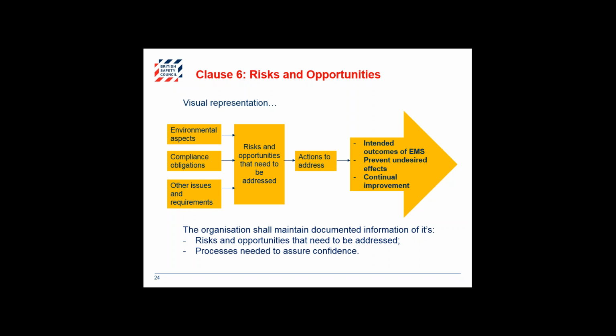In identifying these risks and opportunities, out of that process there's a requirement to develop actions to address those, and these need to be documented. You can see here at the bottom of the slide, the organisation shall maintain documented information of its risks and opportunities that need to be addressed, and the process is needed to assure confidence. And that's an explicit requirement. So we shall maintain documented information on these risks and opportunities.